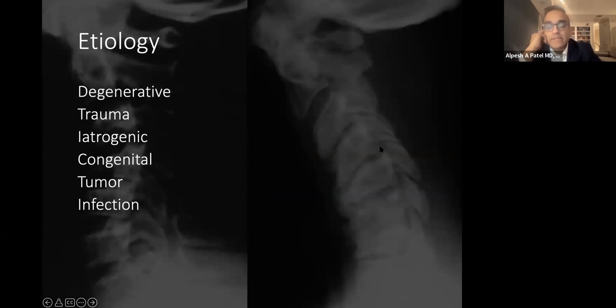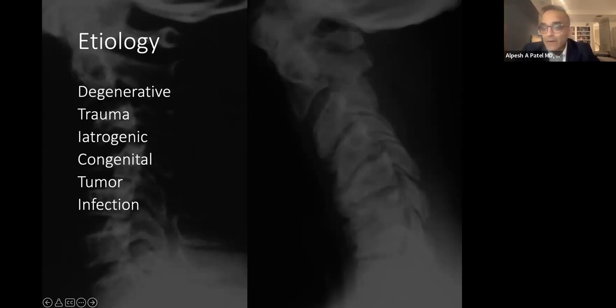So, the next step is understanding what the causes of deformity are. It's the standard list that we probably all memorized as junior residents of what's the cause of any orthopedic malady. It falls into one of these buckets: degenerative, traumatic, iatrogenic, a congenital deformity, or then tumor and infection.